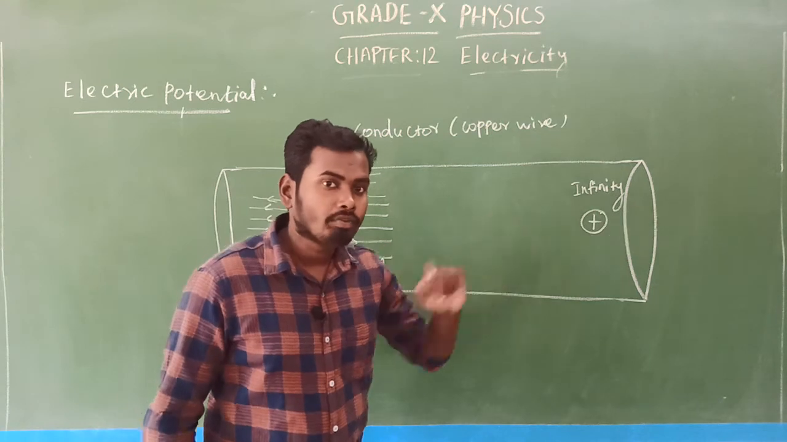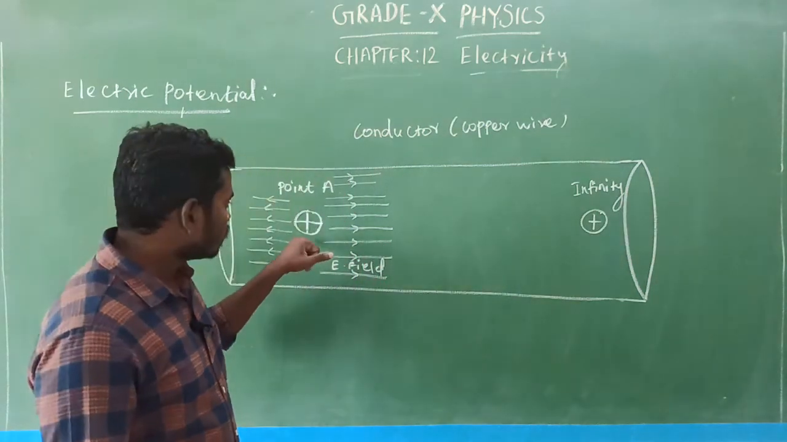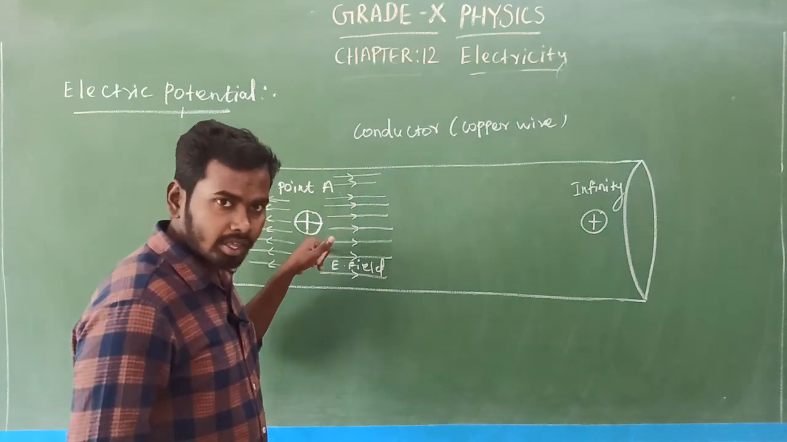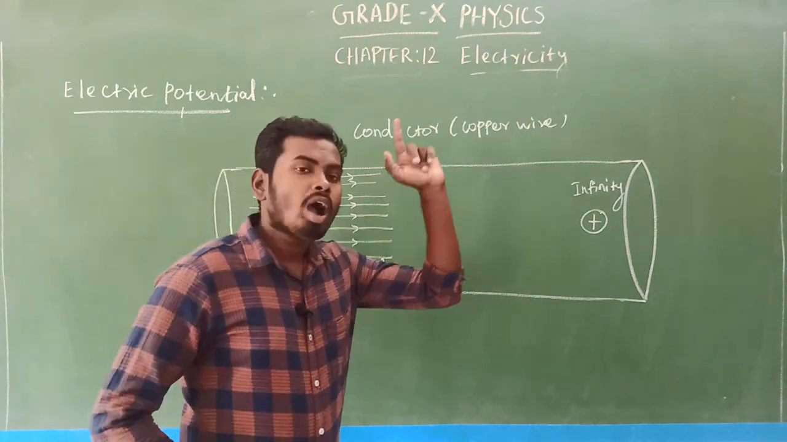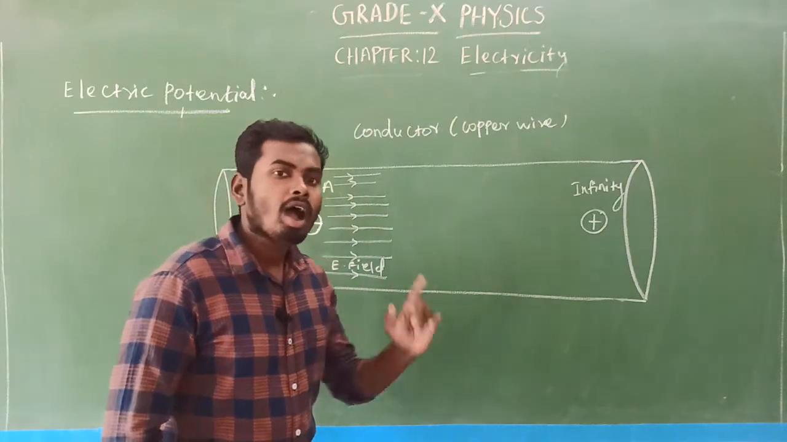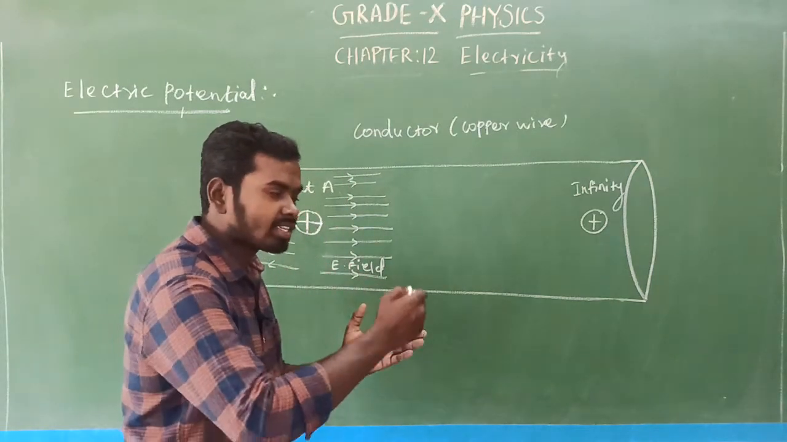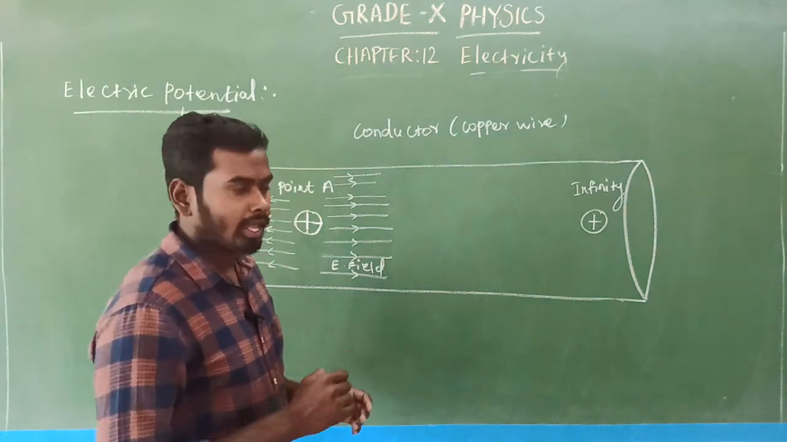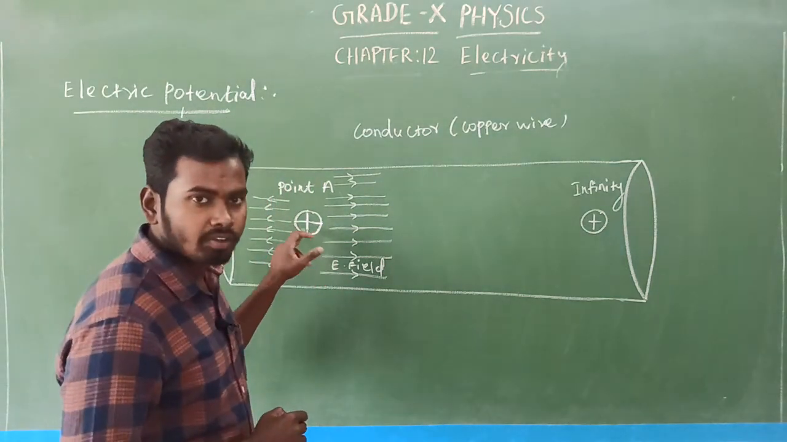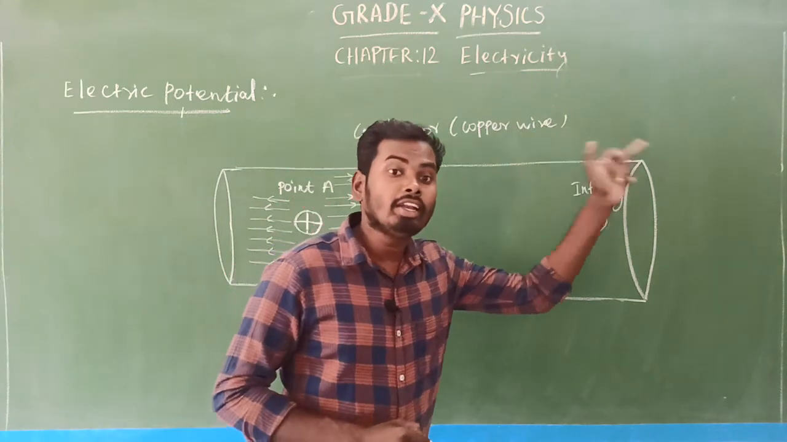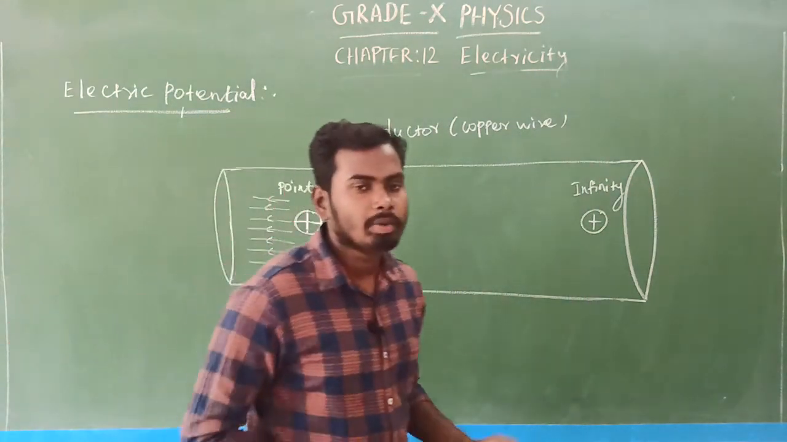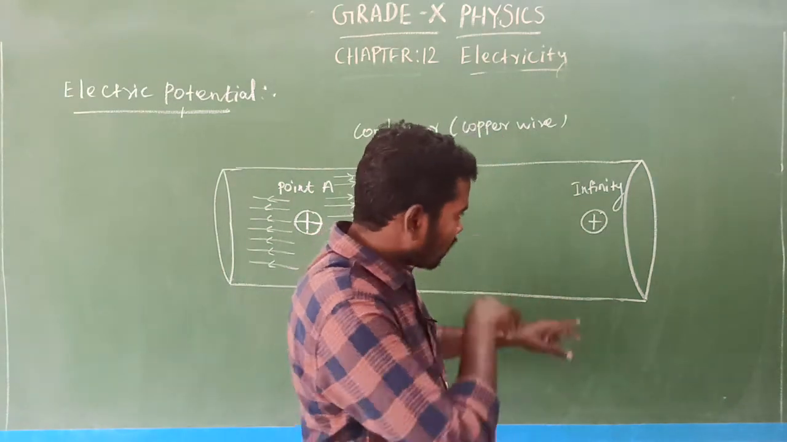Where? At infinity. Look at here. So this charge will create an electric field around it. This charge's electric field will be zero at infinity. Where? At infinity. Why, sir? Because as the distance increases, the electric field decreases, due to which this charge's electric field will be zero at infinity. Is it clear? Yes.